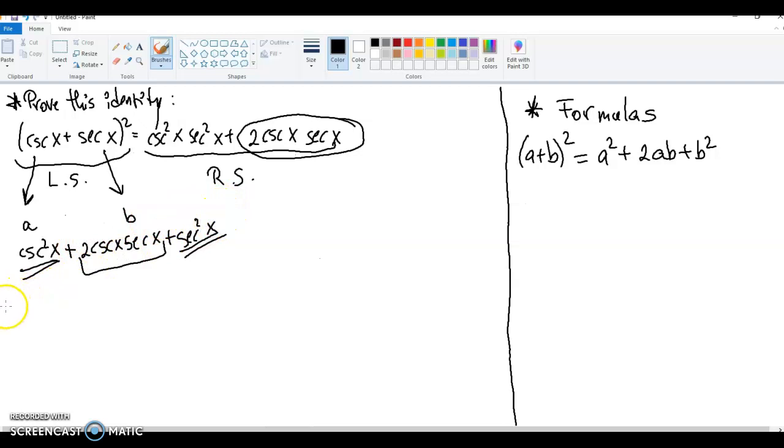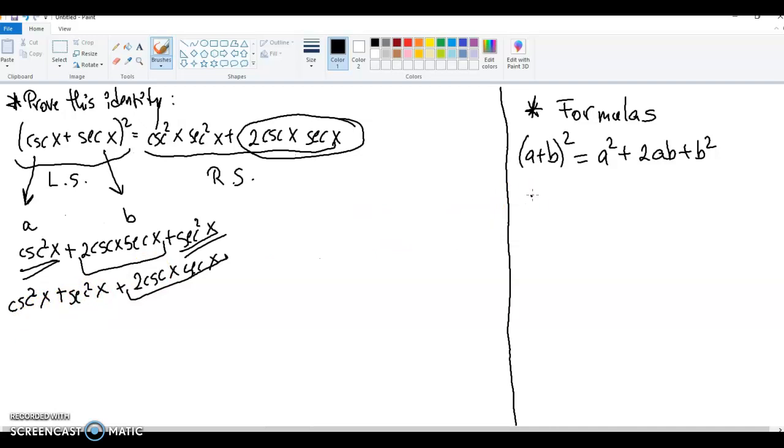Actually, I should rearrange these terms here. So cosecant squared of x plus secant squared of x. Addition is commutative, so I can move these terms here. Plus 2 cosecant of x times secant of x. This is that third term, which, like I said, appears in the right side as well. So I'm going to leave it unchanged. Now, cosecant squared of x plus secant squared of x.